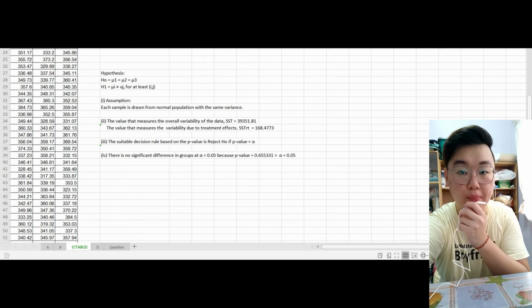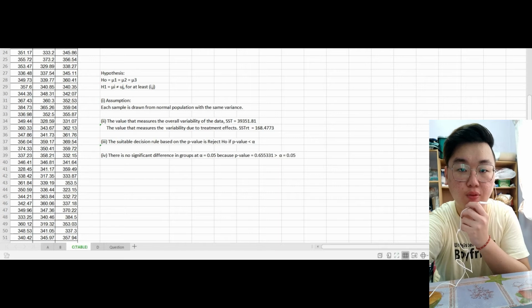Next, we do a hypothesis. We set H0 as mu1 equal to mu2 and also equal to mu3, while H1 we set as mu i not equal to mu j for at least one i and j. Then we make an assumption that each sample is drawn from a normal population with the same variance.